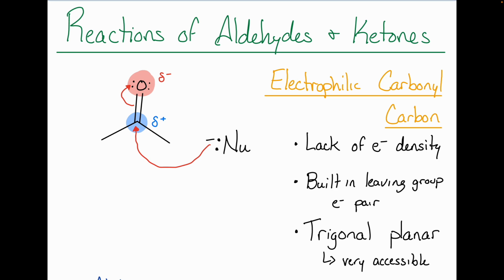All right, so let's continue here with our discussion of aldehydes and ketones. We kind of previewed last class what these reactions are going to look like, all based on that electrophilic carbonyl carbon, right? So that carbonyl carbon is a really good electrophile because it lacks electron density because it's in that polar bond with oxygen. It also can accept a pair of electrons really easily because it's got that built-in leaving group pair of electrons, that pi bond that can break. That pair of electrons can go on to that oxygen. And it's also just very accessible because of that trigonal planar geometry, all right?